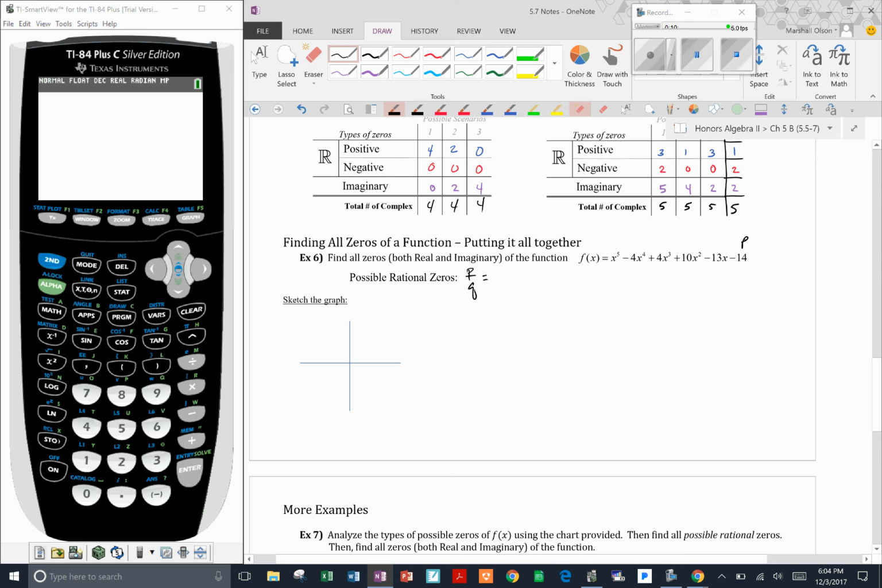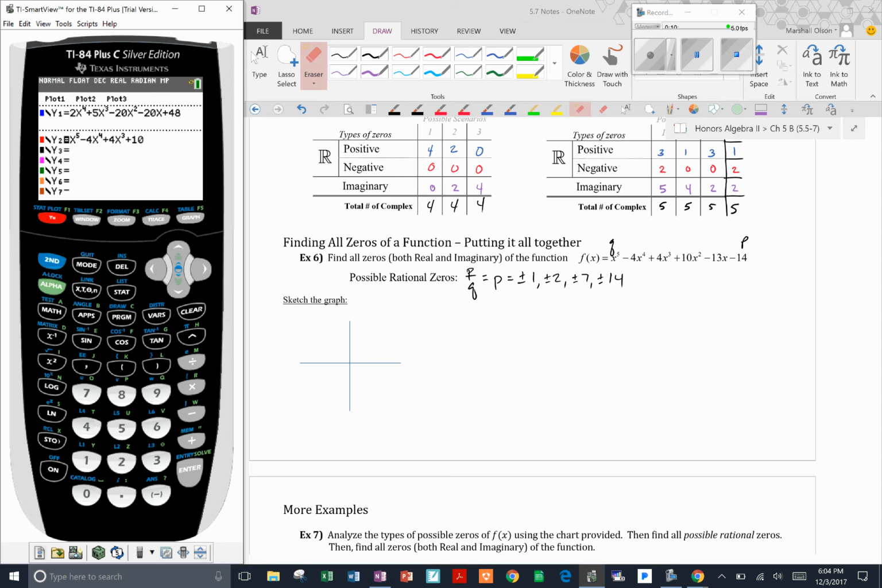Remember, P is the factors of 14, Q are the factors of 1, so these are just going to be the same as the factors of P. So positive, negative 1, positive, negative 2, 7, and 14, all the factors of that constant. So if there are any rational zeros, they're in that list right there. Let's go find out if there are any. We'll go to our graphing calculator.